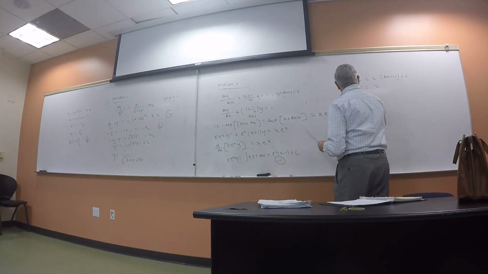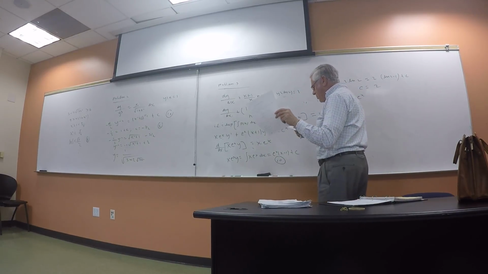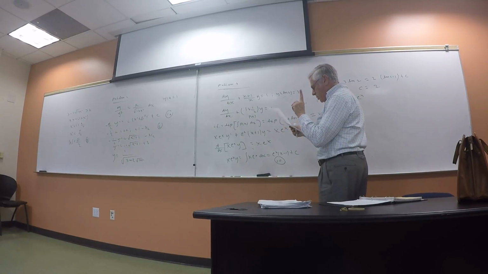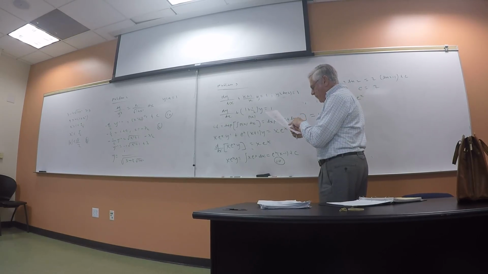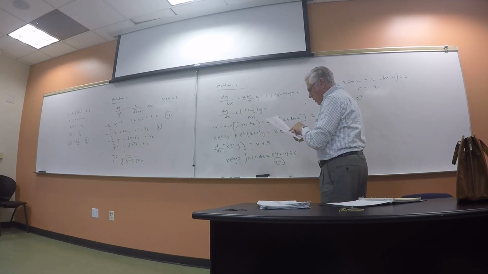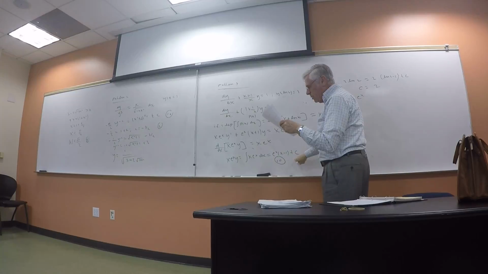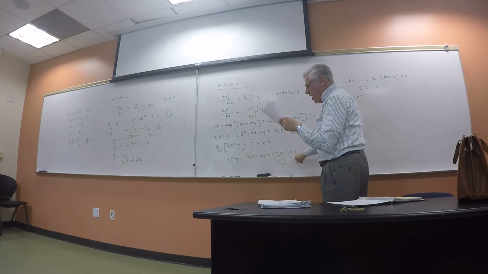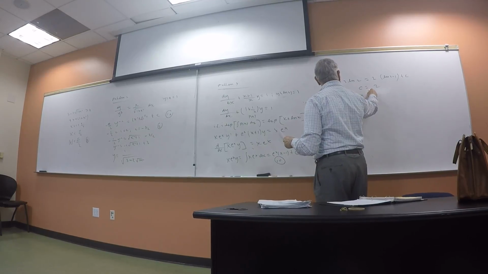So we have x e to the x. Let me just tell you again, let's go over the points again. 5 for the integrating factor, that's over there. 10 if you got to this point for the general solution, and 5 if you got the arbitrary constant.